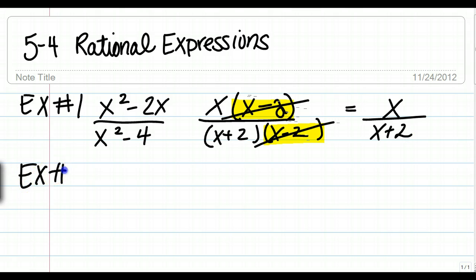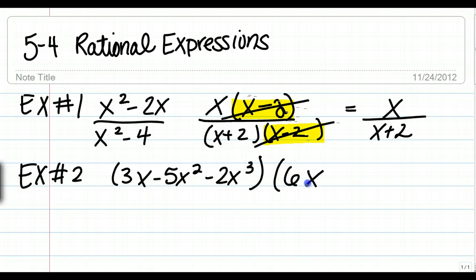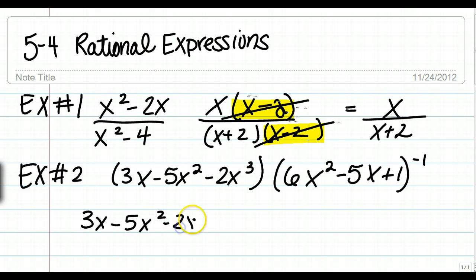Example number 2, 3x minus 5x squared minus 2x to the third times 6x squared minus 5x plus 1 to the negative 1 power. Whenever you have anything like this to the negative 1 power, this is like just saying that you have a fraction, so you can really write this whole entire thing with this underneath it.